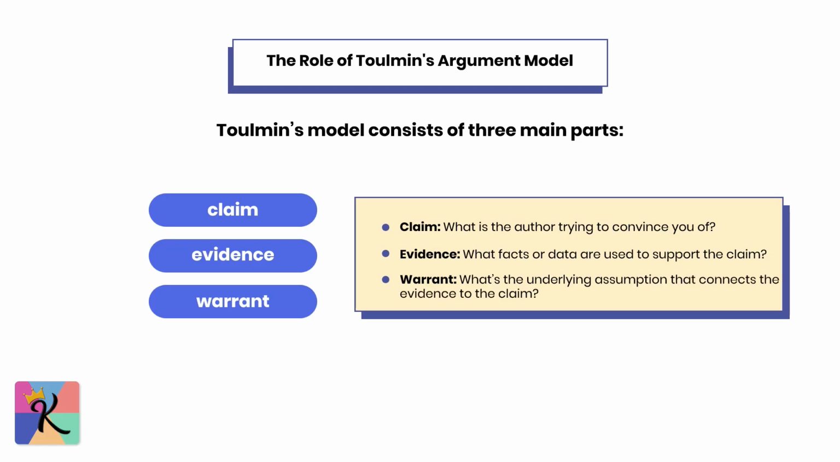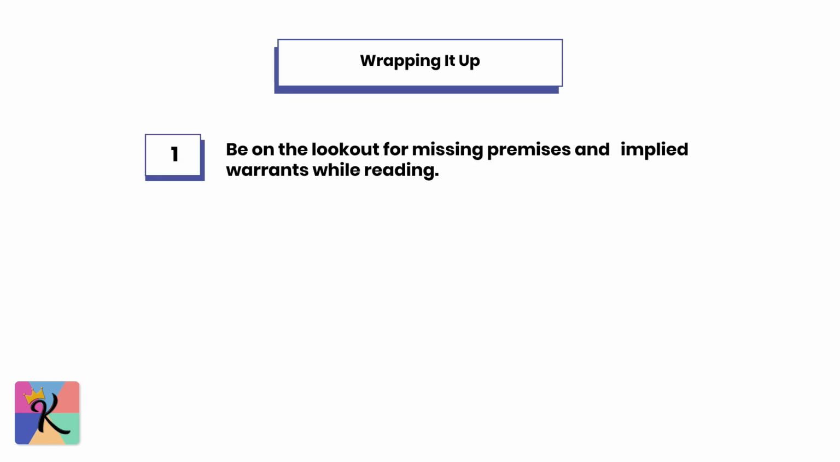Keeping this model in mind while reading can help you spot gaps in the argument and better anticipate what the questions will focus on. Wrapping it up. So, let's sum it up. 1. Be on the lookout for missing premises and implied warrants while reading. This helps you identify weak points in the argument that might show up in the questions.